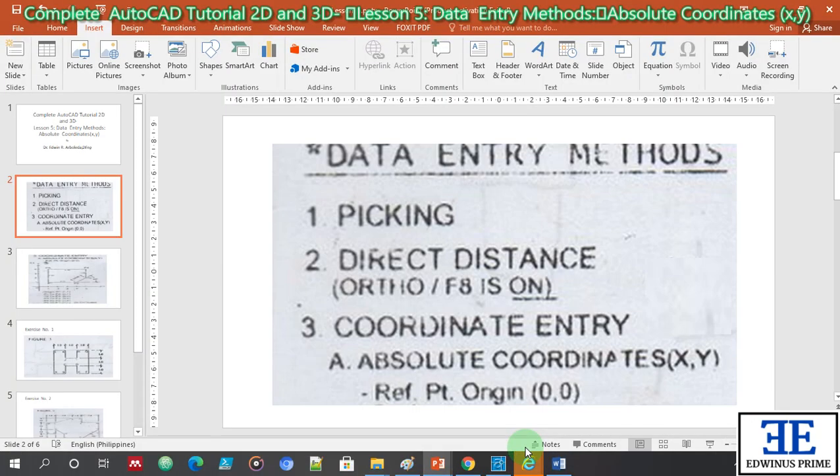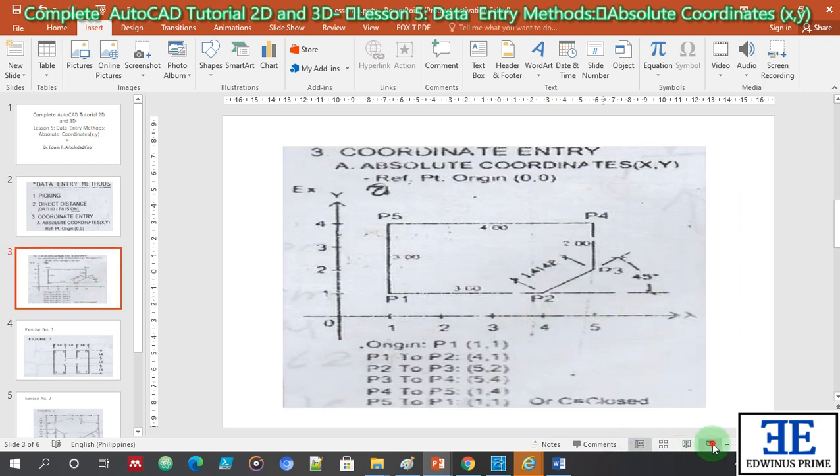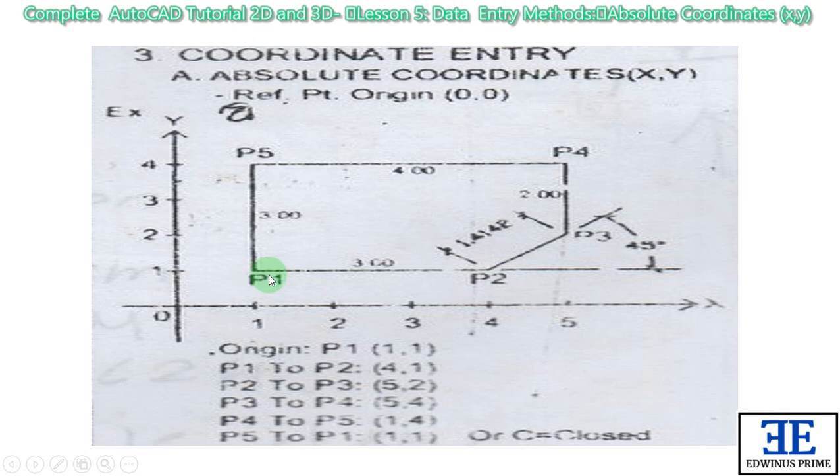Okay, let's begin. I will demonstrate to you. For example, we have this figure. It is composed of 5 points, point 1, point 2, point 3, point 4, and point 5, then close. It is called absolute coordinate because we will enter point 1 at exactly 1,1, the x coordinate, the y coordinate. P2 at 4,1, so on and so forth. So let's do this in AutoCAD.